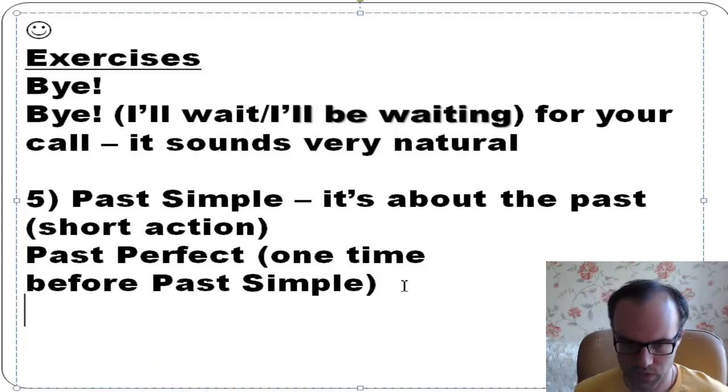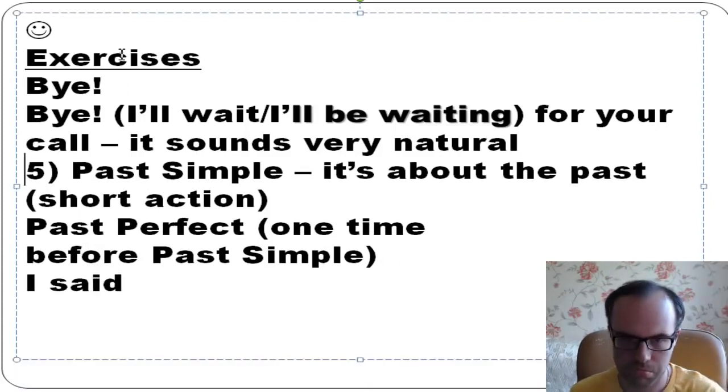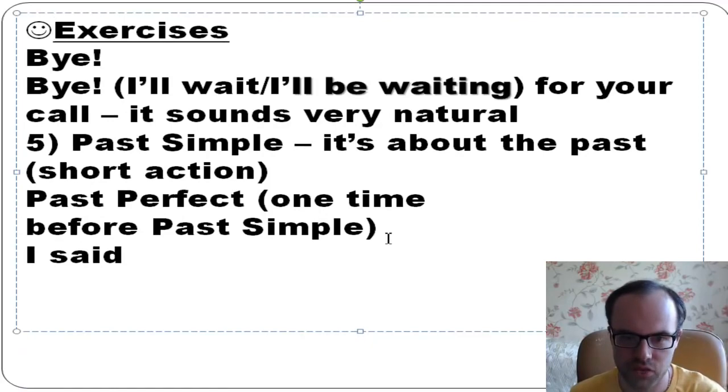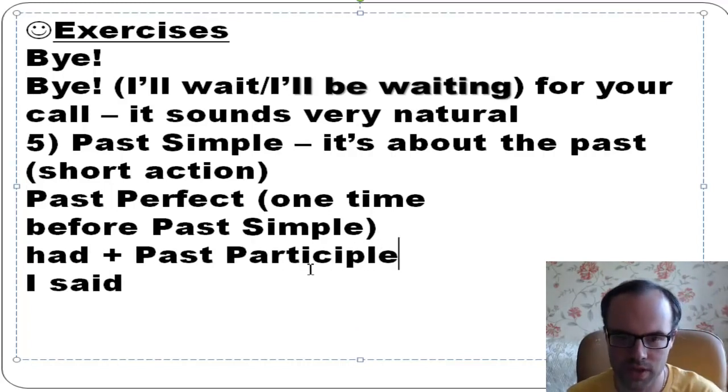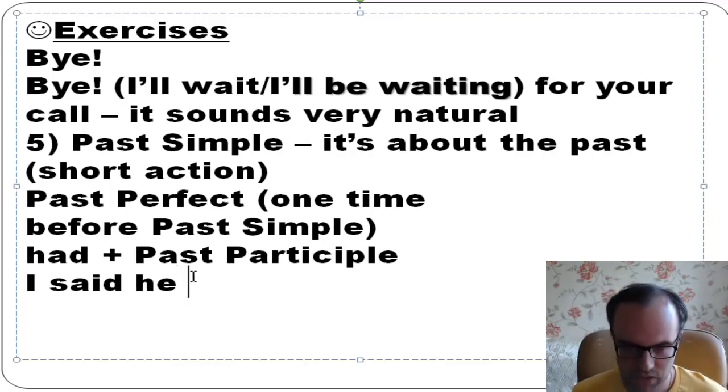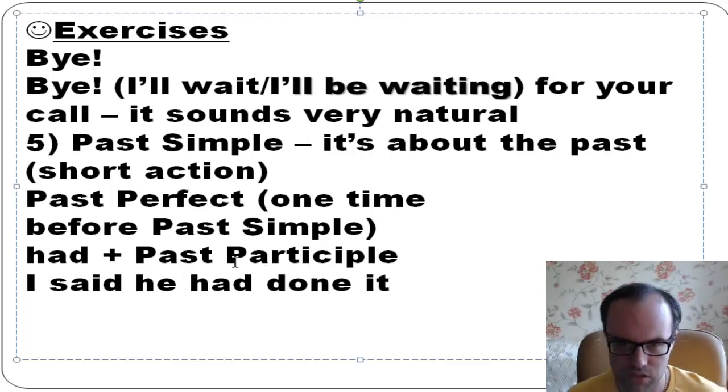Look, for example, I said, so it's past simple. Yeah, and what is past perfect? It's had plus past participle, or plus the third form. I said he had done it.